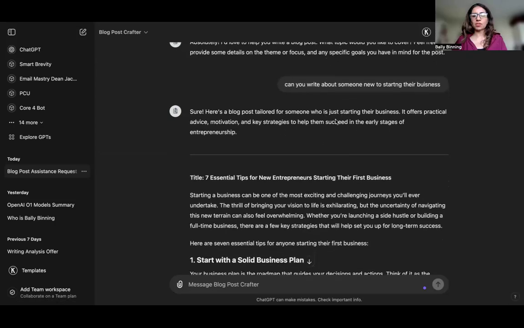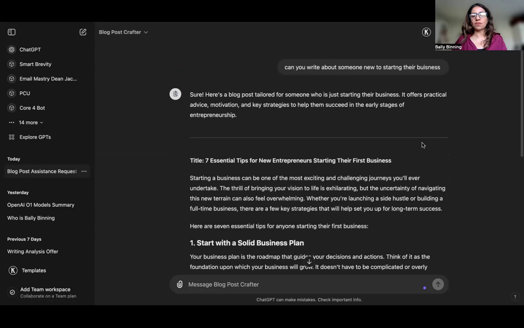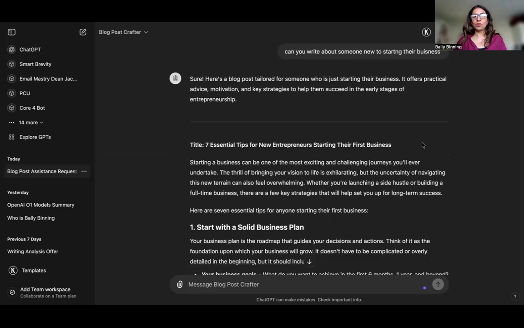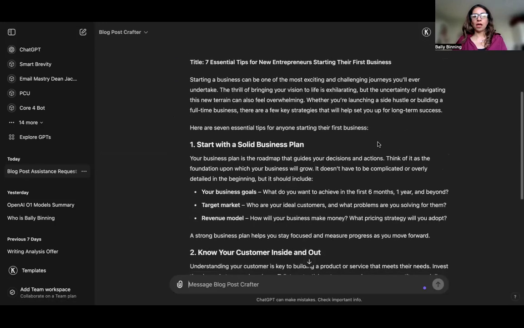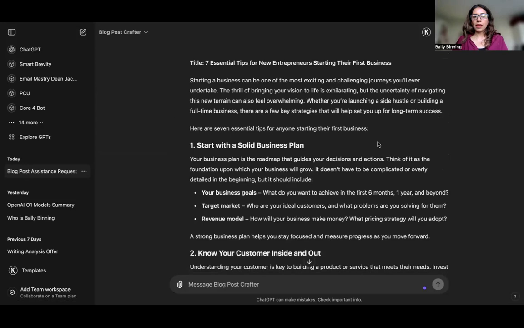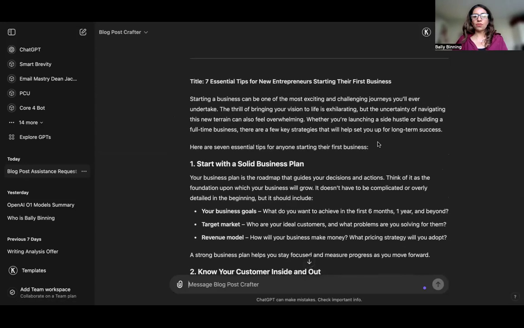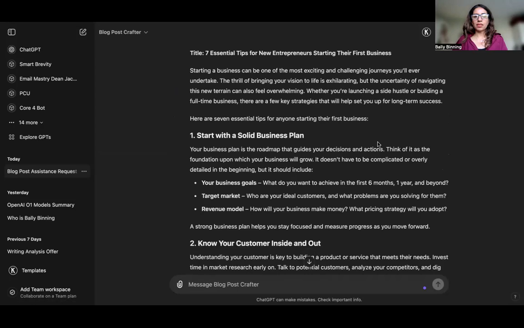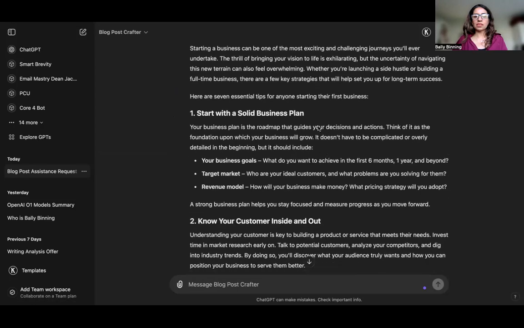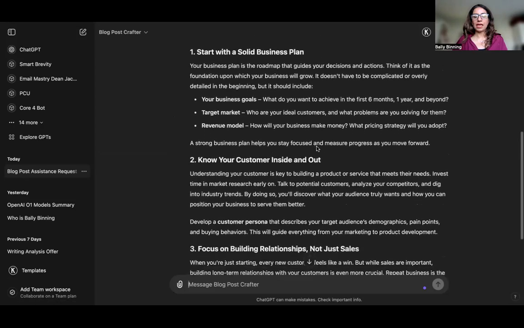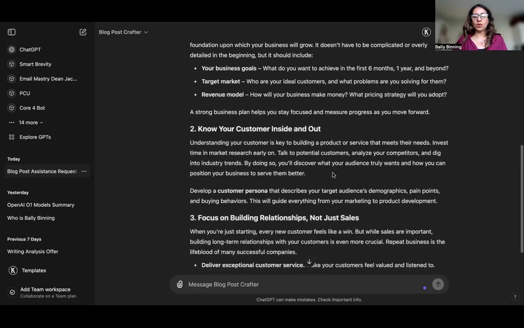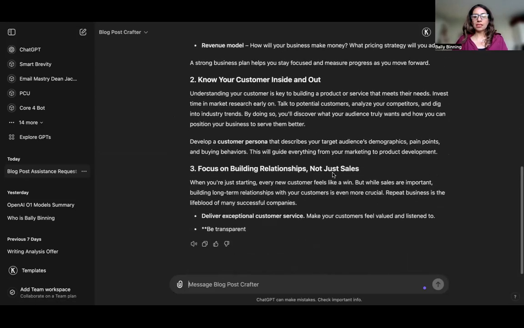And then it says, for someone who is just starting their business, it offers practical advice, motivation, key strategies to help them succeed in the early stages of entrepreneurship. And then it goes through all these steps, giving me the title, starting with a solid business plan, knowing your customer inside out. So when you're looking at this, does that align? What would you do differently based on looking at this?